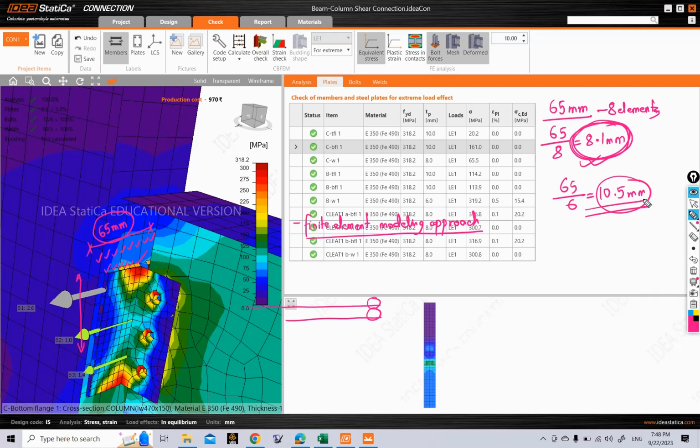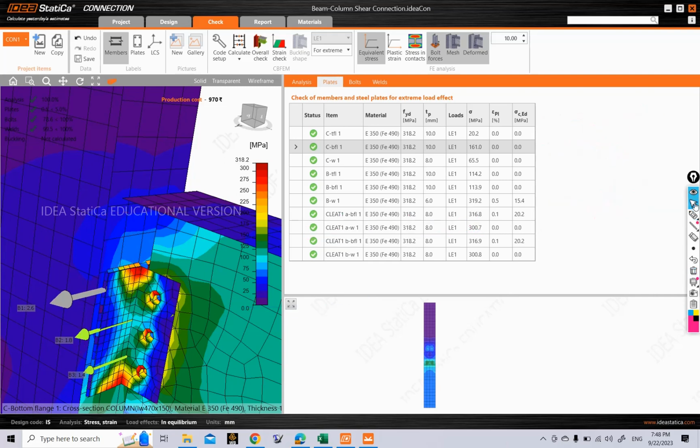So this is how we can change the minimum and maximum size of elements based on the degree of accuracy or degree of analysis that we require. Remember that the more you divide it into a higher number of elements, the analysis time will be more. That is one thing you may need to take care of when doing this analysis in IDEA StatiCa.